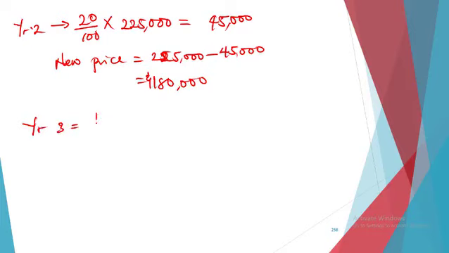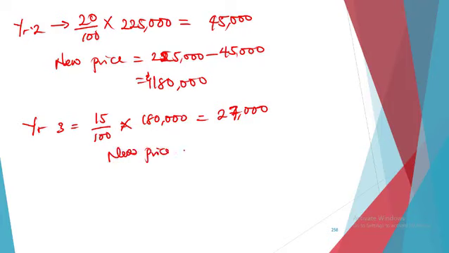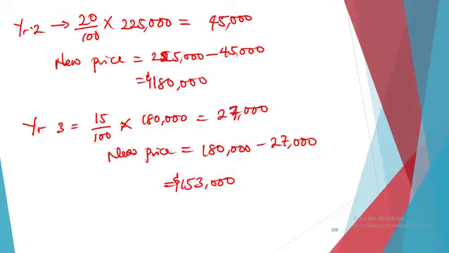Okay, year 3 would then be equal to, since they give us 15%, 15 over 100 times 180,000, and what would that give us? That is 27,000. So our new price is equal to 180,000 minus 27,000, which will give us what? 153,000 US dollars.